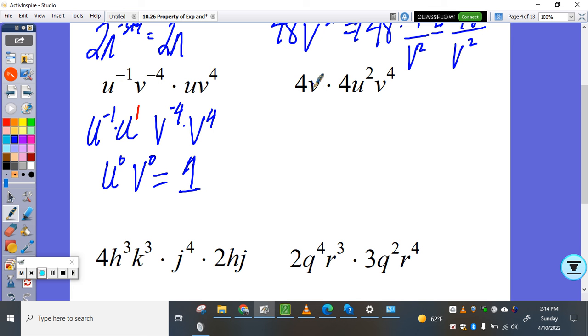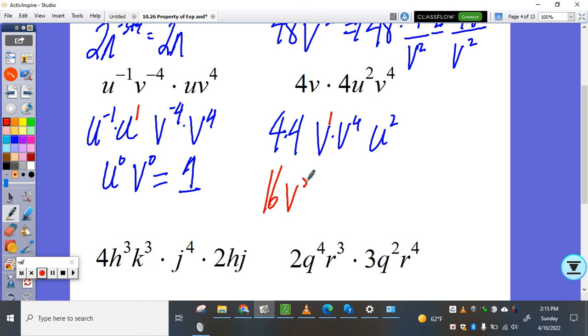Next one, group the numbers together. 4 times 4. Group the v's together. V times v to the 4th. And then we group the u's together, which is just one of them. Again, remembering that I have a 1 here for my exponent, I have 16 v to the 5th, u to the 2nd.